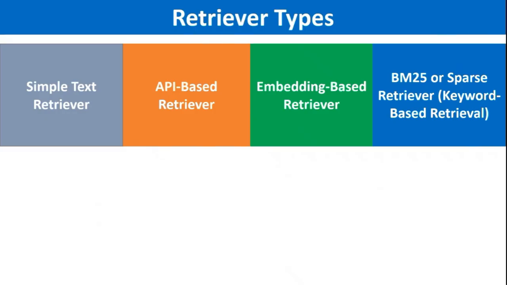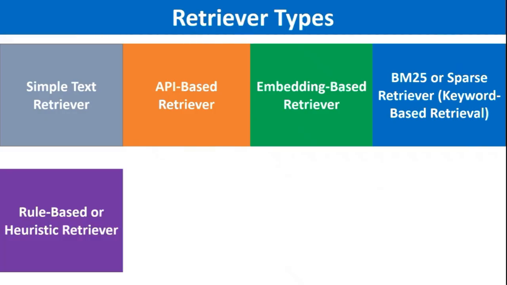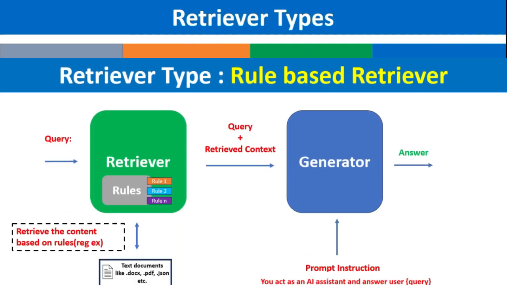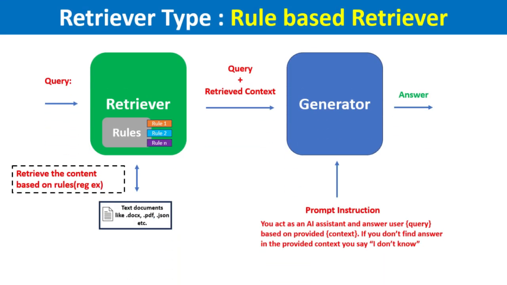relevant document section. Then we have rule-based or heuristic retriever. For simple and repetitive patterns in data, such as FAQs or predefined formats, a rule-based retriever is highly effective. It operates using hard-coded rules or regex-based extractions, making it lightweight and easy to implement. For instance, if a user asks about the return policy, this retriever could directly extract the section labeled return policy from a document.